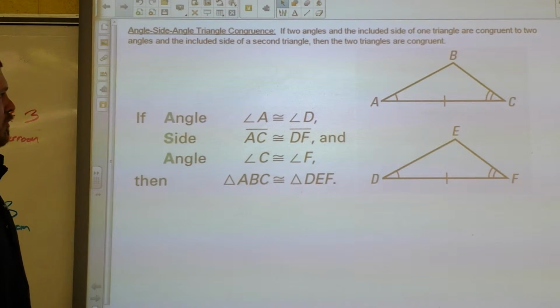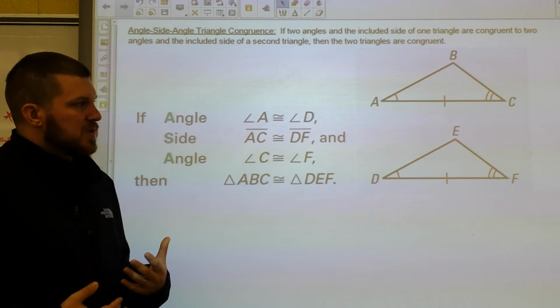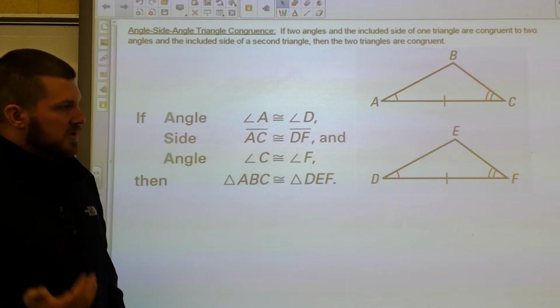So a couple more rules. The angle-side-angle theorem. Here we have two angles and the included side of one triangle congruent to two angles and the included side of the second triangle. Then that's enough information to say that the two triangles themselves are congruent. They're the same size, same shape.